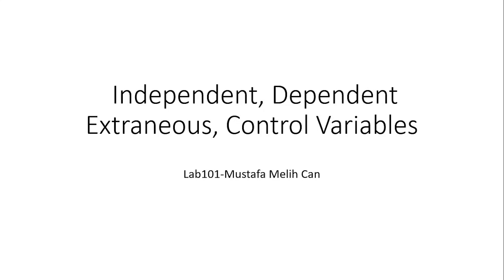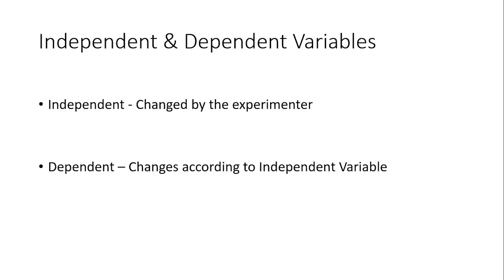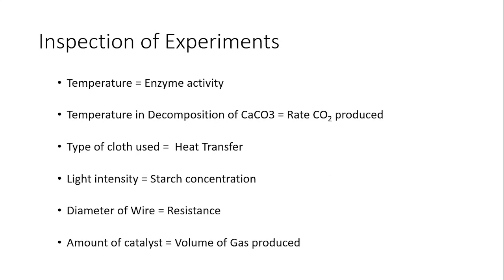What are independent, dependent, extraneous, and control variables? So let's see what those are. An independent variable is changed by the experimenter, and the dependent variable changes according to the independent variable. So the experimenter cannot change the dependent variable directly. They have to change the independent variable, and then the dependent variable changes. This is hard to explain. Let's see with examples. It's easier to understand that way.